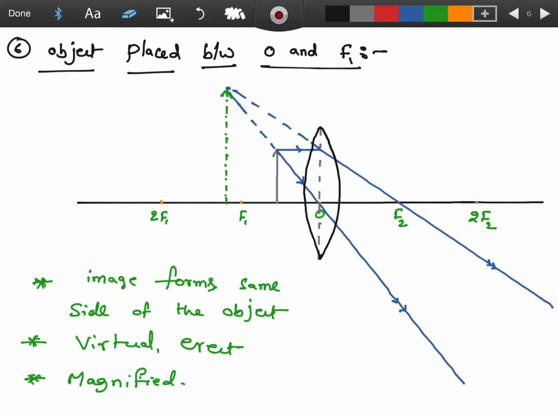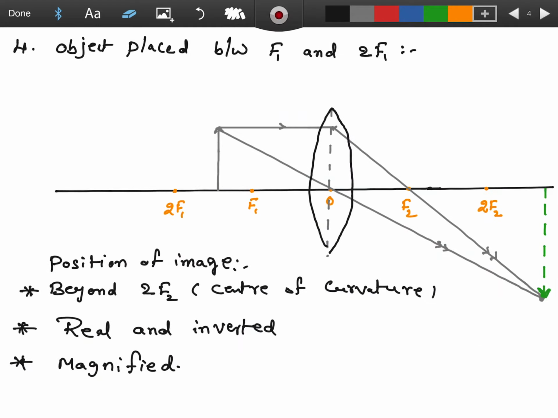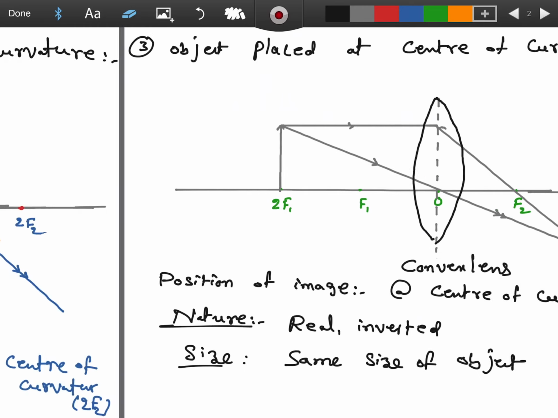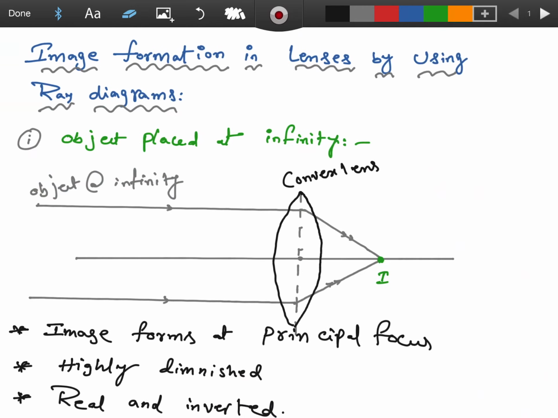These are the 6 different cases. These are all the ray diagrams, you note them down in your notebook. Same method, whatever I told. First, object is at infinity, parallel beam passing through like this. After refraction, the image forms at this position.